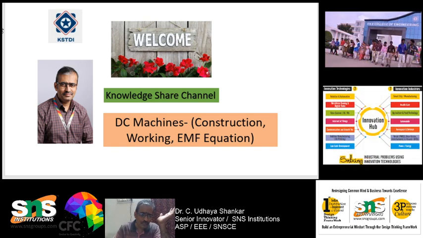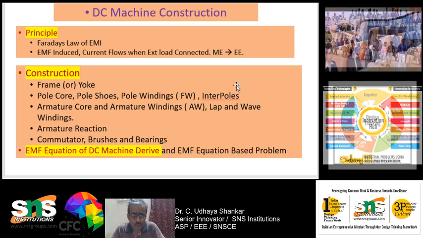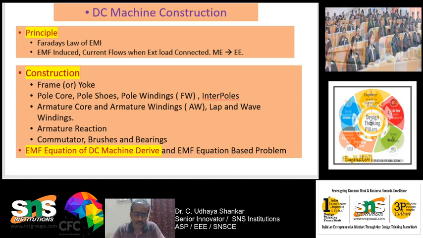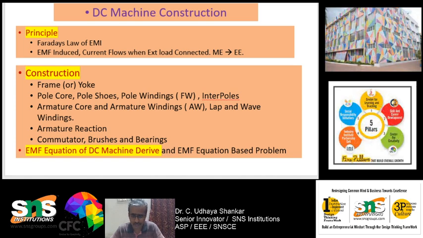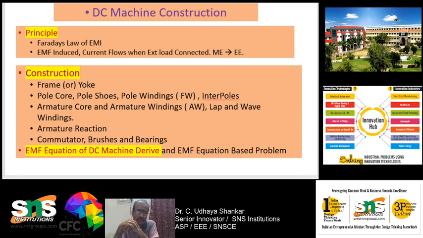So, what is a DC machine? A DC machine can be a DC motor or a DC generator. A DC machine can operate as a DC generator or a DC motor. That is, the same construction can be made to operate as a generator or a motor. The construction of both DC generator and motor is the same or similar.